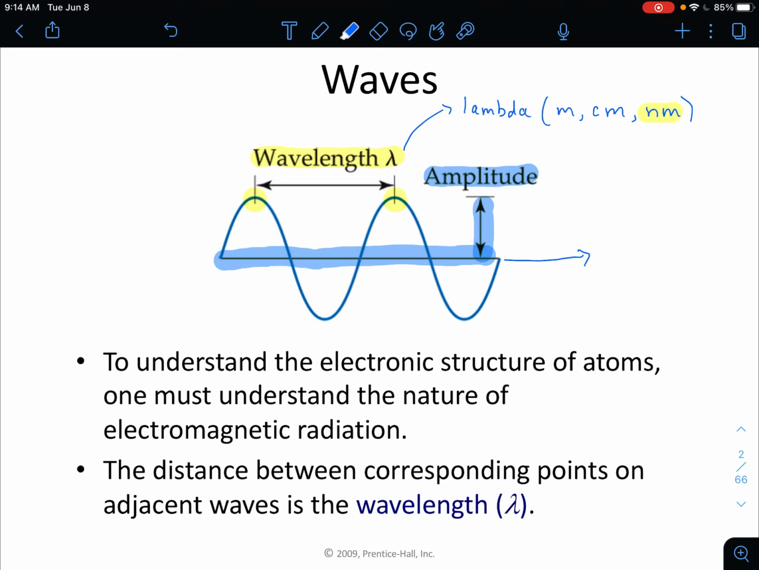So wavelength we can define as the distance along the direction the wave is traveling for a full cycle of the wave. What we mean by that is from this point we go down and then back up to the maximum. That's a full wavelength. So the peak-to-peak distance is what I'm thinking about there. Here we're saying the distance between corresponding points on adjacent waves is the wavelength. Basically, it's how far it is for one full cycle in the direction that the wave is traveling.